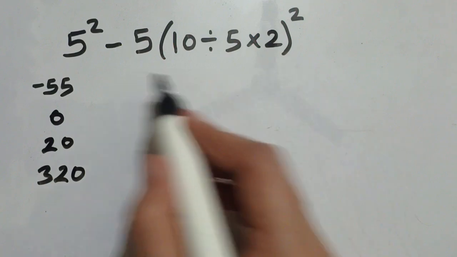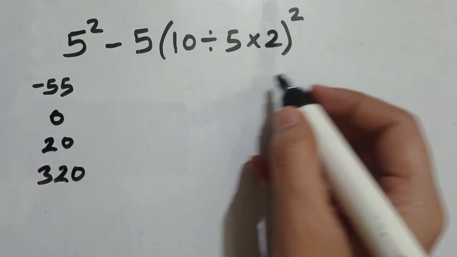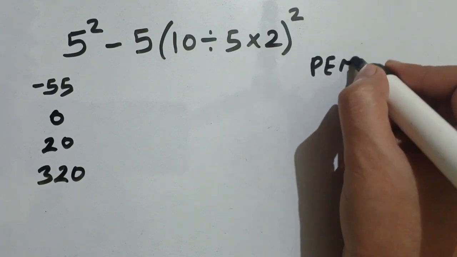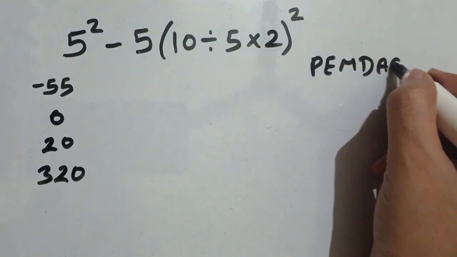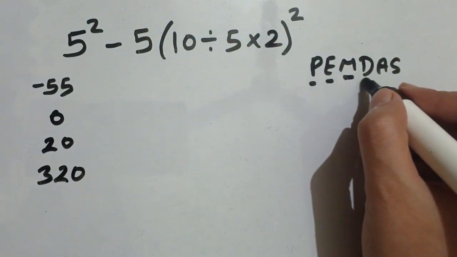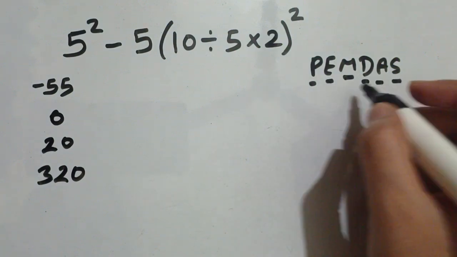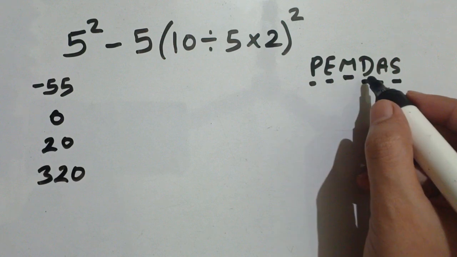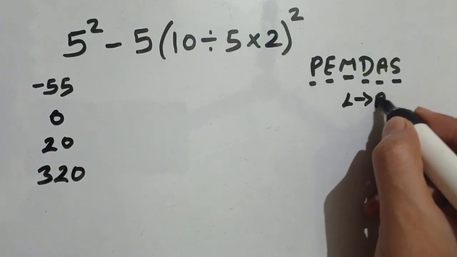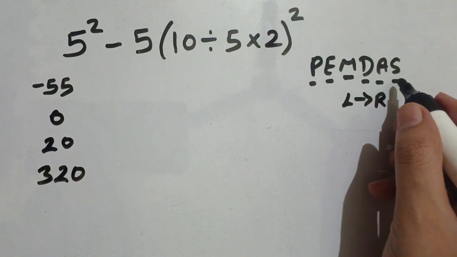So let's find out. Here you know the order of operations, which is PEMDAS, where P stands for parenthesis, E exponent, M multiplication, D division, A addition, S subtraction. Here you have to remember multiplication and division both have equal priority, therefore go from left to right. Same for addition and subtraction also.